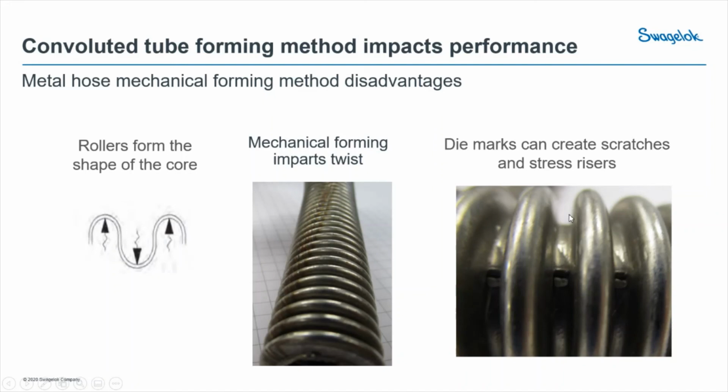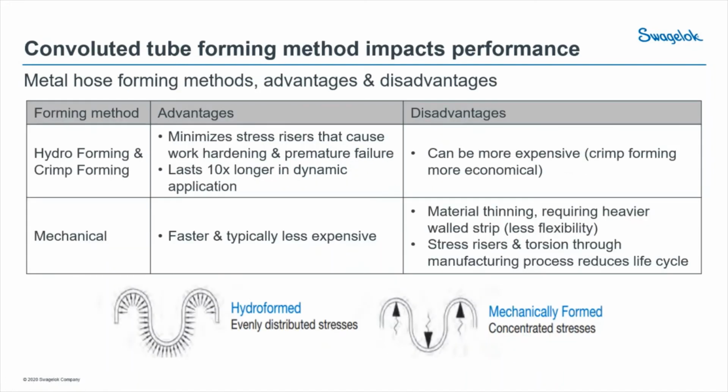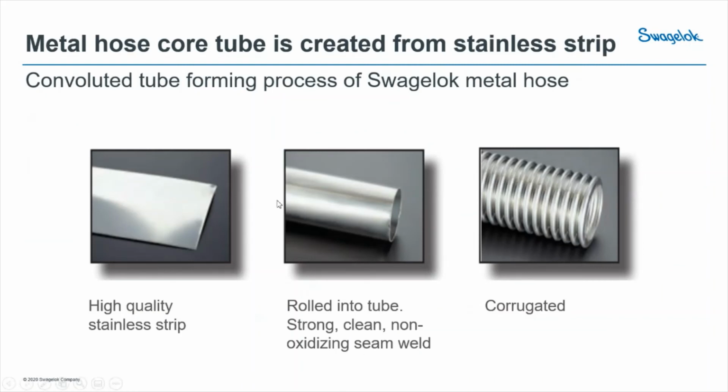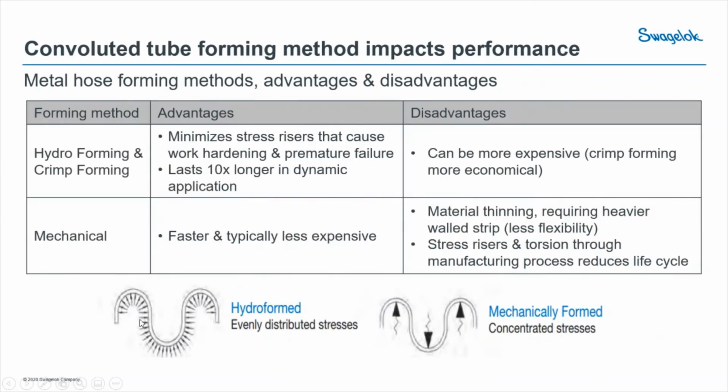So the way we do it at Swagelok is we have this same core tube, we get to this stage, and then we push it against the die, and then we compress a liquid against it, and it forms it against that die. So that's how our convolutions and corrugations are made. And as you can see, what that does is it really evenly applies this stress across each of the corrugations.